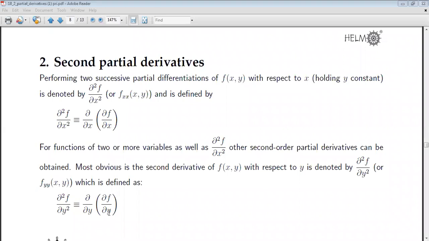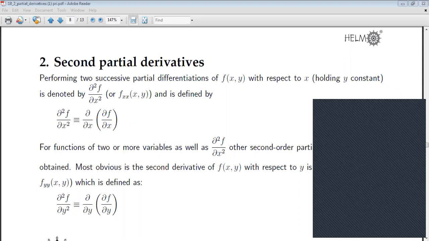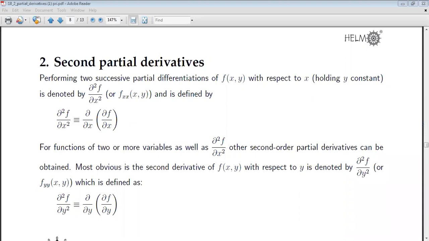When you are going to find the second order partial derivative with respect to y, what you have to do? You have to take the partial derivative with respect to y one time, taking x as constant, and again take the partial derivative of that function with respect to y, taking x as constant. That is the way of finding the partial derivative with respect to y. Is it clear, all of you?